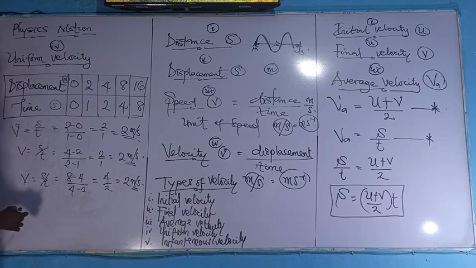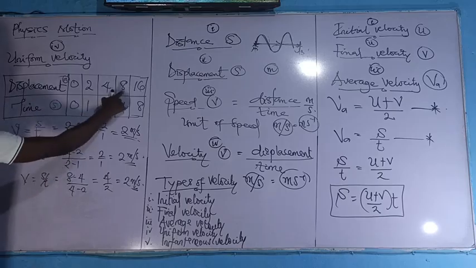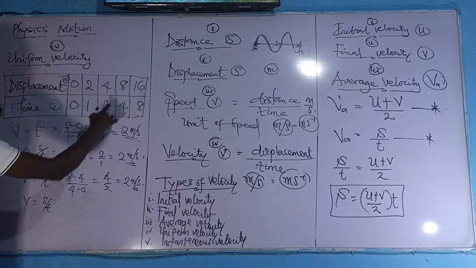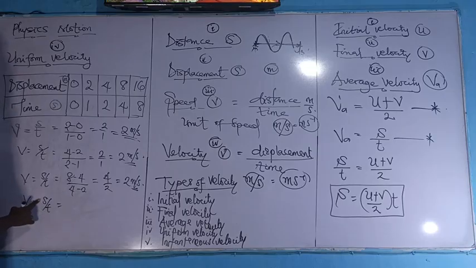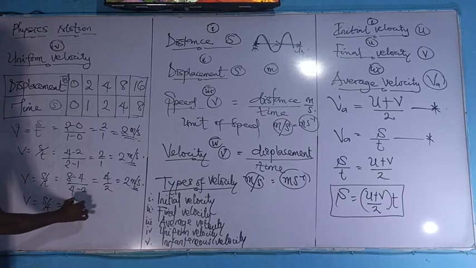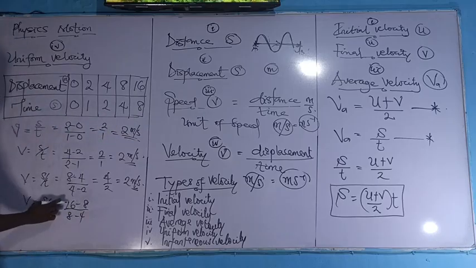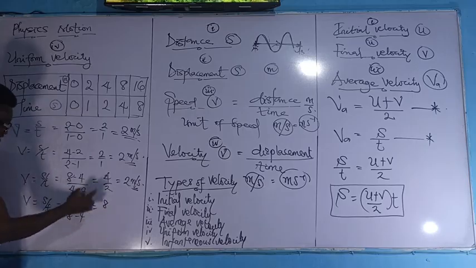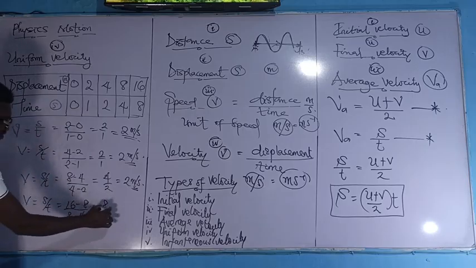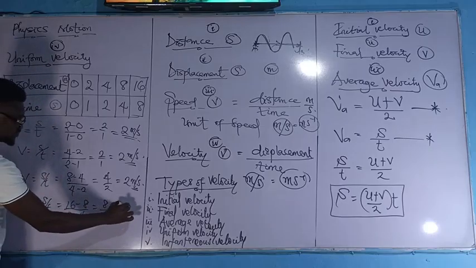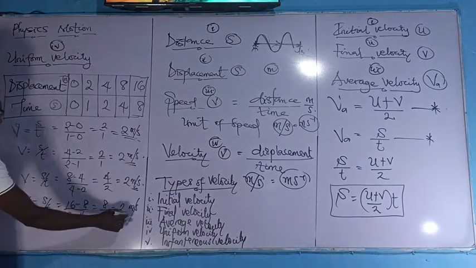Now, when the displacement changes from 8 to 16, then we have the change in displacement, which will now be 16 minus 8, all over change in time, 8 minus 4. So 16 minus 8 will give 8, while 8 minus 4 will give 4. 8 divided by 4 will give 2 meter per second.